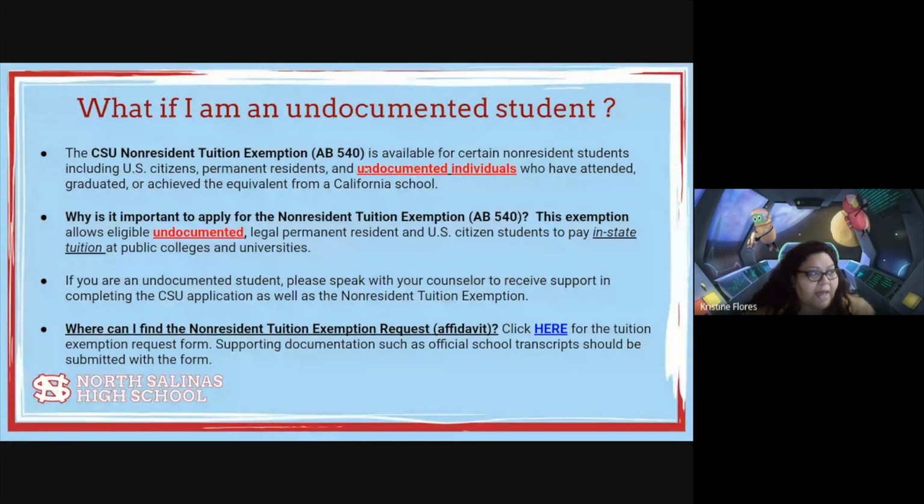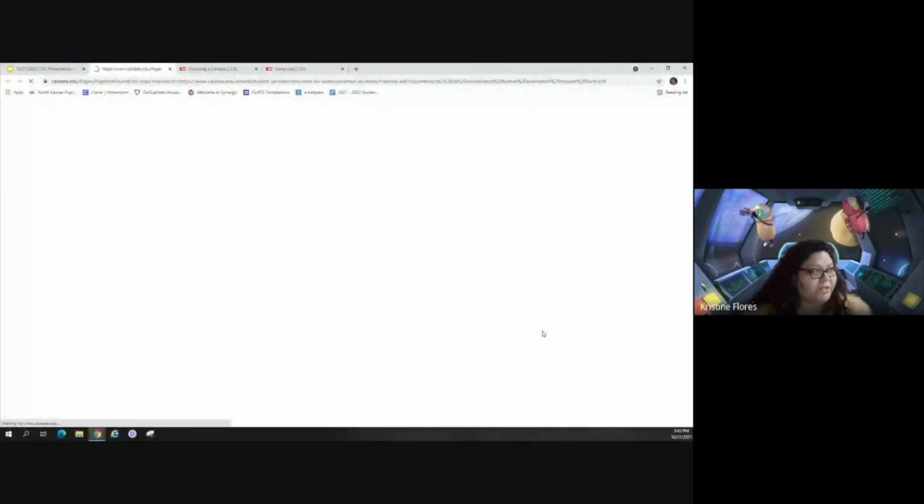So how do you access that document? You go here for the exemption form. What this does is it's available so you don't pay higher fees. So you pay what's called in-state tuition, which is, I think, double the amount if you don't fill this out. So if you're an undocumented student, make sure that you do fill out this AB 540 paperwork. Make sure that you click here for the exemption form.